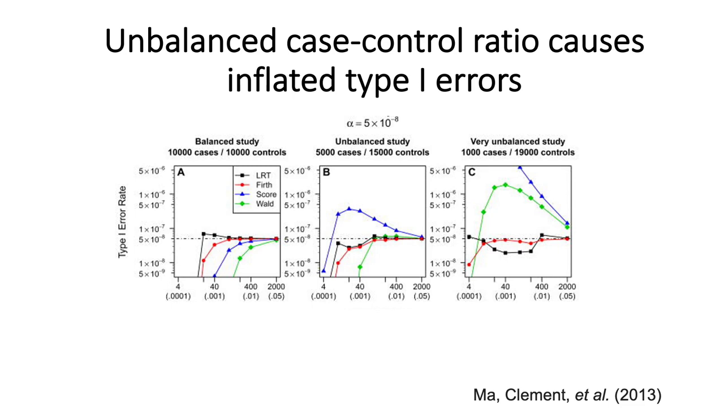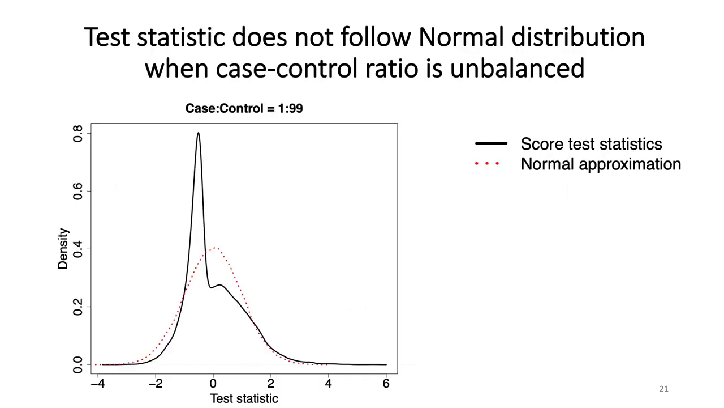As we can see, from the left to the right, as the study becomes more unbalanced, the inflation becomes more severe. Also, as the minor allele frequency becomes lower, the inflation becomes more severe. The reason is that when the case control ratio is unbalanced, the score test statistic does not follow the normal distribution.